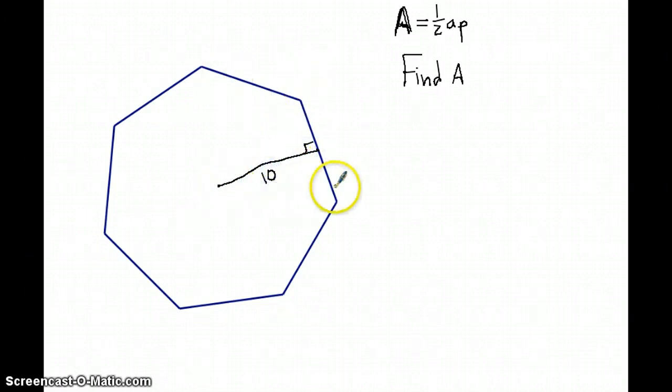Now I have to be careful. If I make up a side length here, it could actually not be a regular polygon. So I'm not going to be that nice. I'm just going to give you the apothem, and you have to find the area.